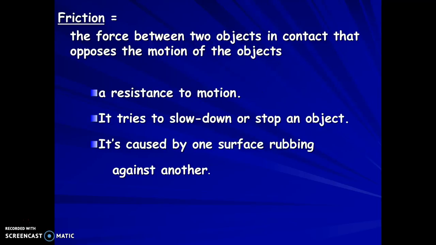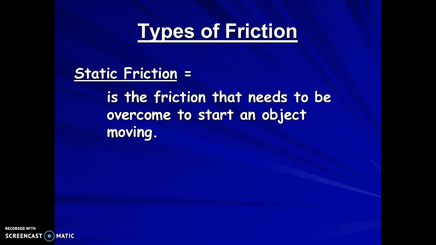These are 3 other kind of definitions to friction. I would highlight the first one right after the equal sign. It's caused by 2 objects rubbing against one another, trying to slow down or stop an object. There's 4 different types of friction.